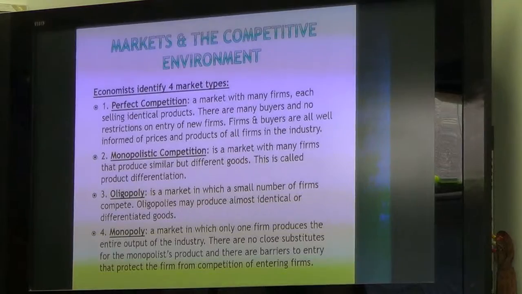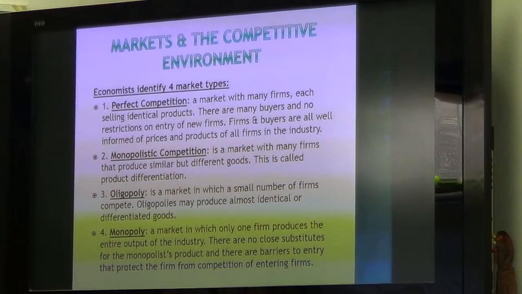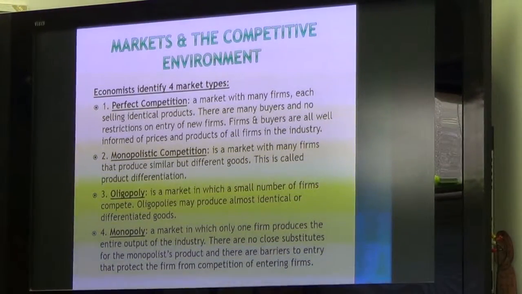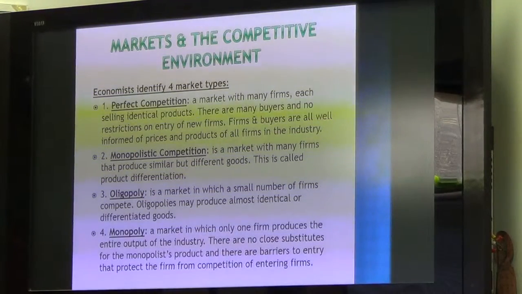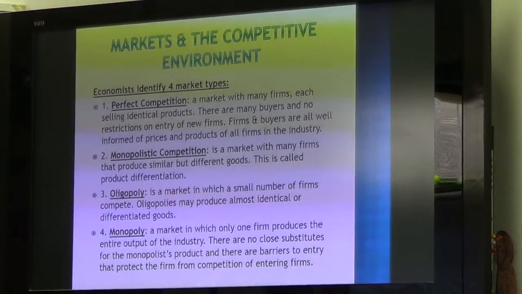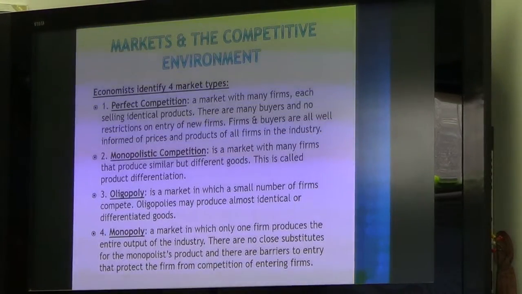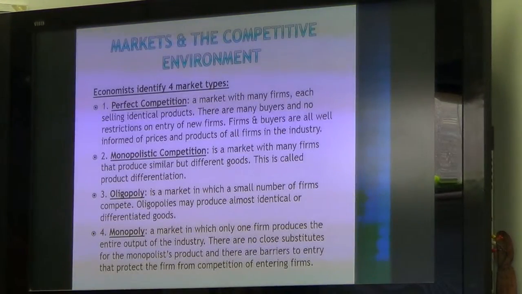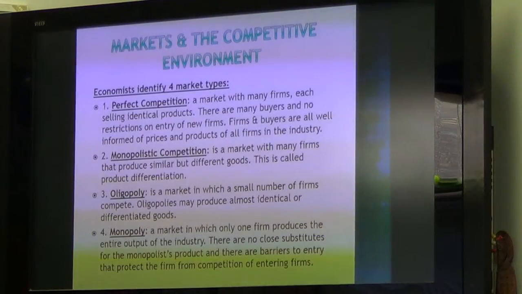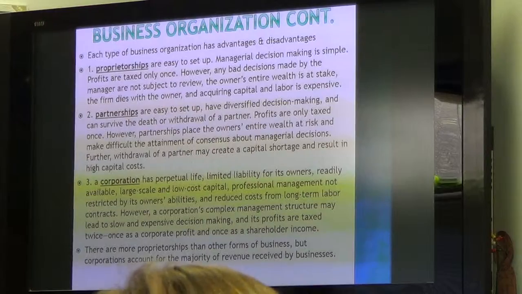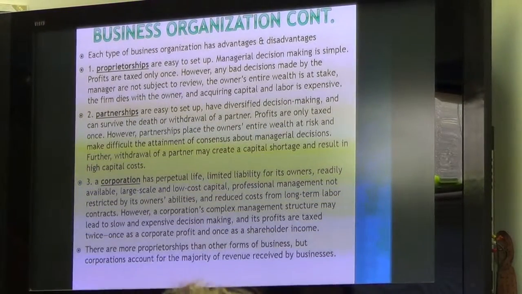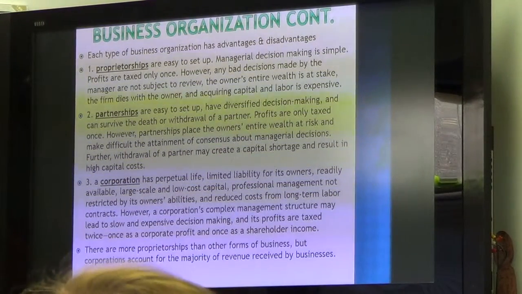Alright. Oh my goodness. So, moving on. Today we're going to talk about the four market types. So we have perfect competition. Wait, is this for, no. We were, no, here we go. That's what it was. So business organization continued.